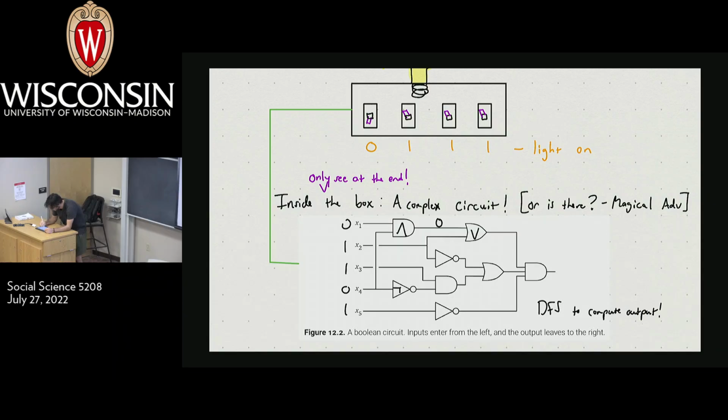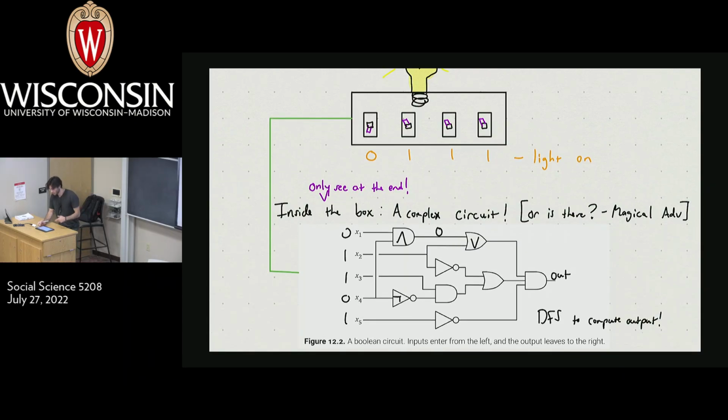So the output, which is this, you can compute it with like a DFS type thing, and then if it's a 1, the light can be turned on. If it's a 0, this specific setting does not turn it on. So your goal is to figure out, is there any way to turn the switches on and off so that the entire thing makes the light bulb turn on?